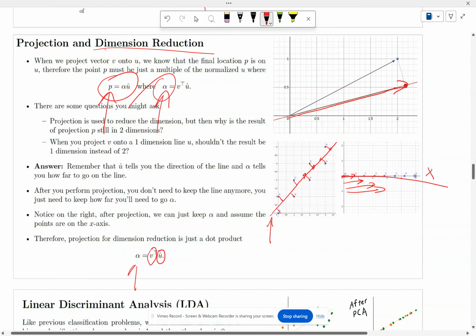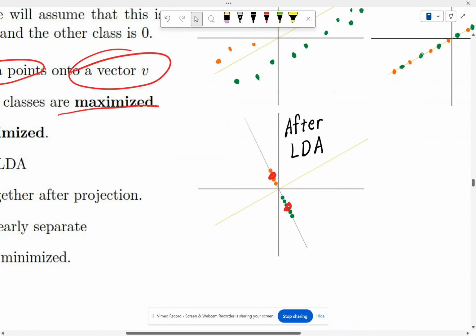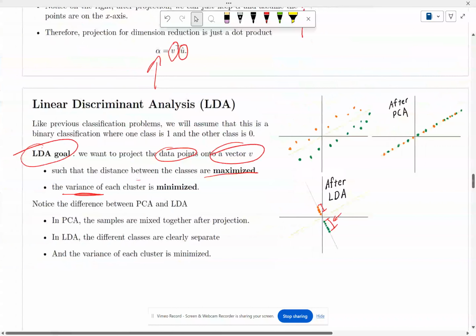In linear discriminant analysis, I previously told you the goal, right? We want to project the data points, each data point, onto a vector such that the distance between the classes is maximized. So you pick the center of one class, the center of the other. We want this distance. We want to push the two classes as far apart as possible. Simultaneously, we want the variance of each cluster, so we want this variation, to be very small. Okay? We want this to be as small as possible. So we want the projection that performs both of them simultaneously.